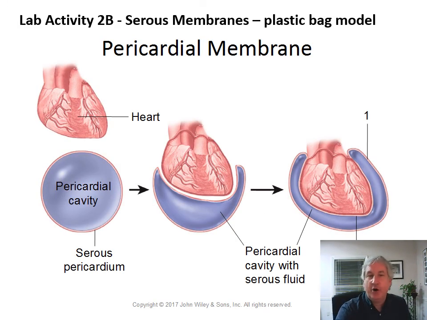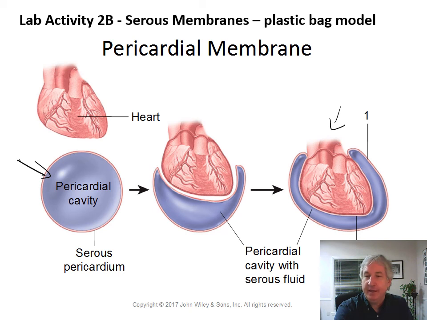So here's the pericardial membrane. Here's how it works. You have the pericardial membrane, the pericardial cavity here. Here you've got a round ball, right? And then let's shove the heart into this round ball. So this ball goes and wraps around the heart, okay? And this is sort of a cross section through the pericardial thing.